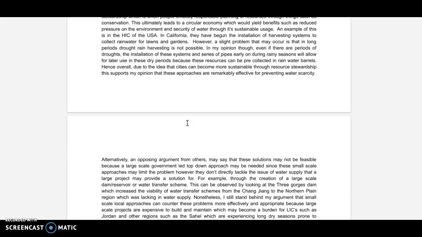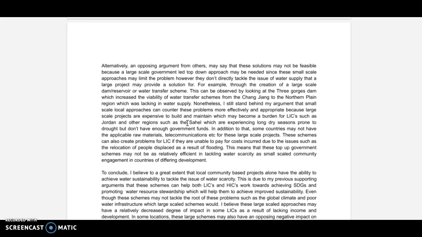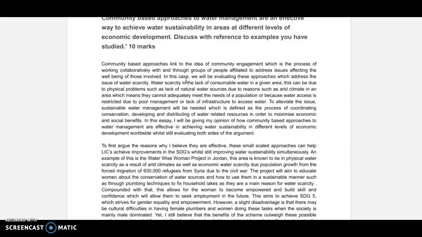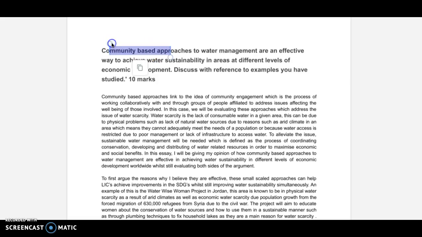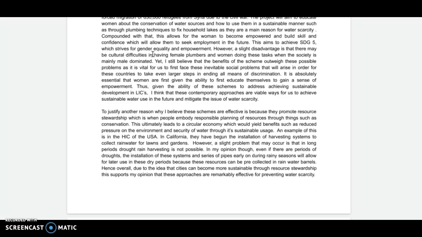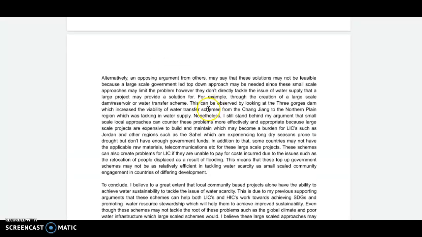So yeah. And then I'm giving this alternative perspective. So alternatively, an opposing argument from others may say that these solutions may not be feasible because a large-scale government-led top-down approach may be needed, since small-scale approaches may limit the problem. However, they don't directly tackle the issue of water supply that a large project may provide a solution for. So I'm saying, well, actually, community-based approaches are good because they do target the issue, but large-scale top-down might be more effective because essentially it is larger, and in some cases you just need that.